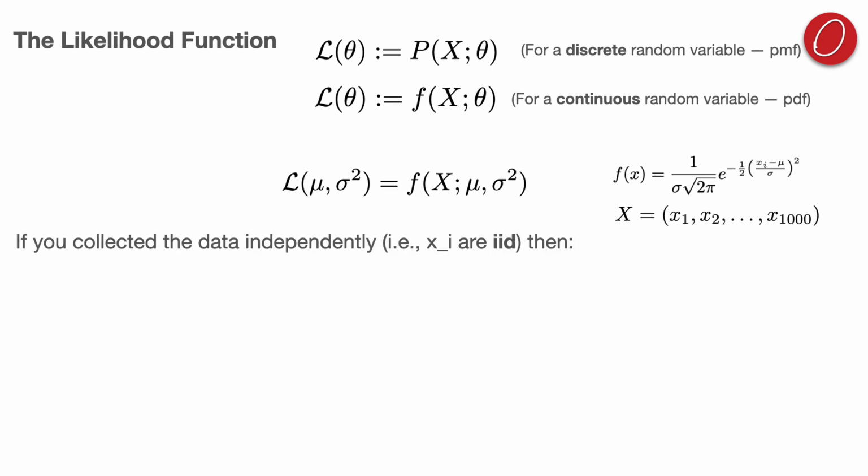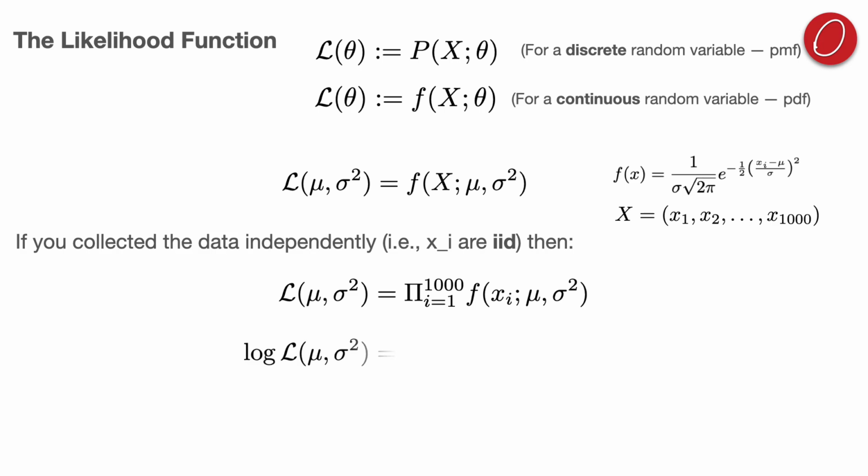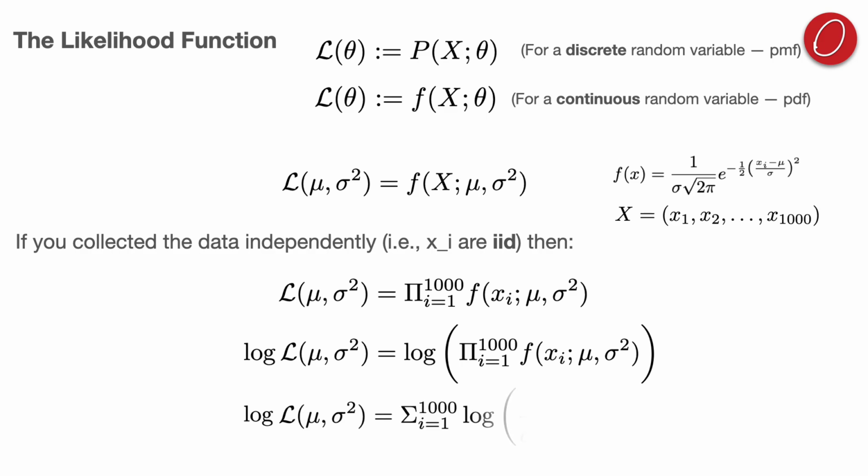Now, if you collected those 1,000 samples independently so that they are IID, then you can write the likelihood function of all of these 1,000 samples as a product of the single samples PDF. Now, we hate working with products, so because applying the log to this function won't affect which parameters maximize it, then we apply the log and use the log likelihood instead, because this allows us to work with a sum and not a product.